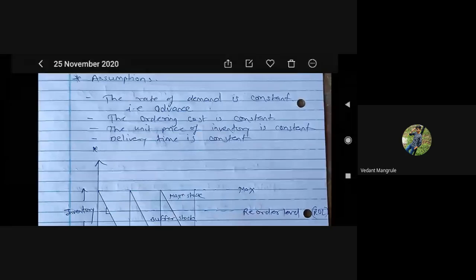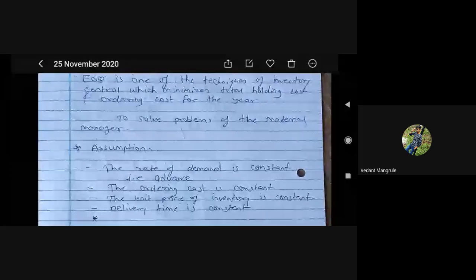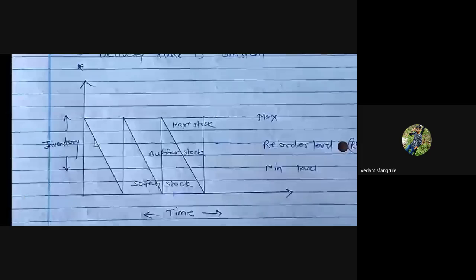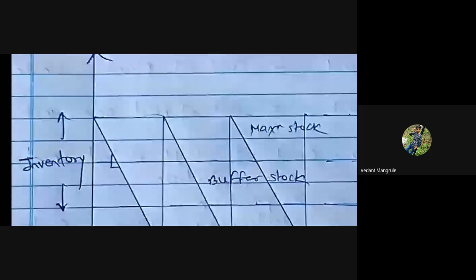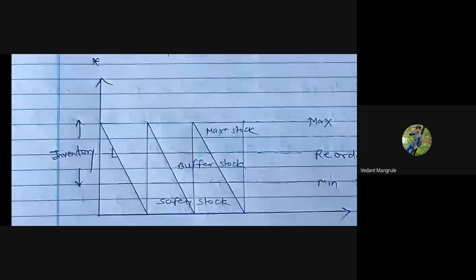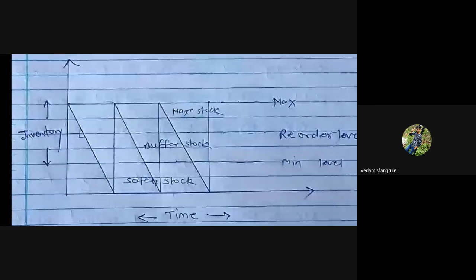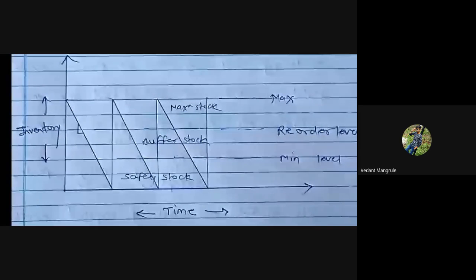So what does EOQ represent? If you see this graph, in the examination they may also ask an EOQ theoretical question, so you should write the different costs and the definition of EOQ. Now if you see here, this is one graph. On the vertical axis is inventory, whatever money we are investing, and the other, the x-axis, is time.